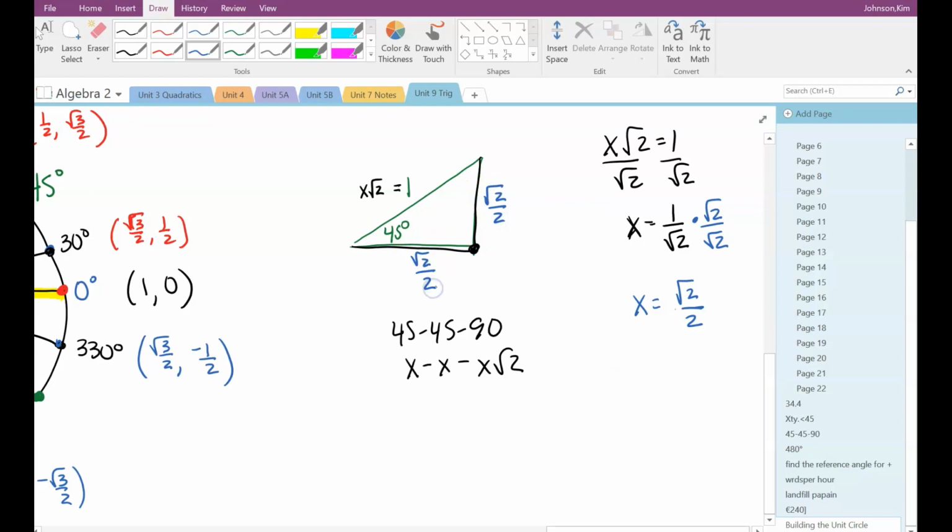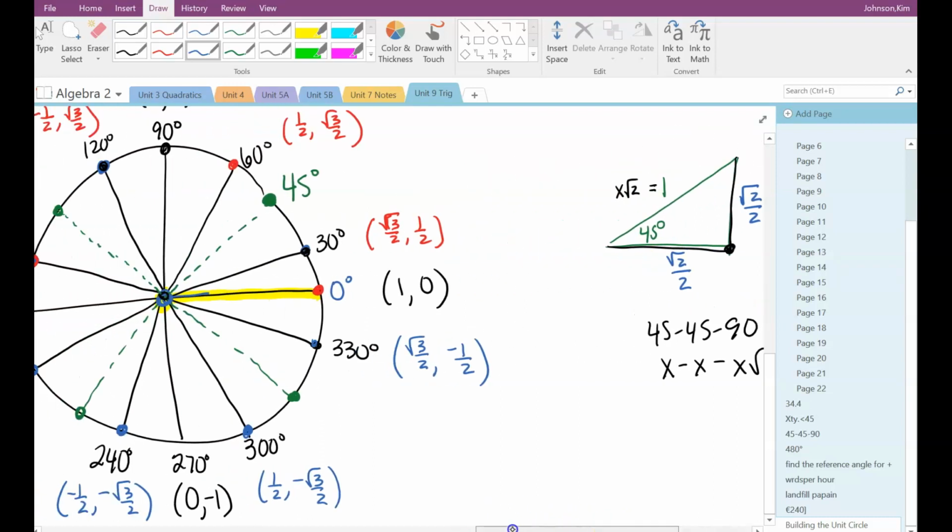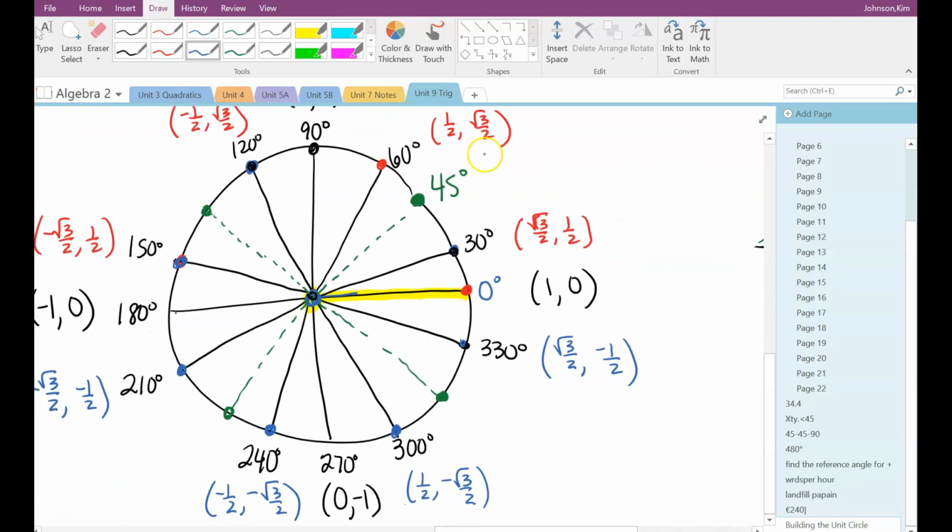So all my 45, 45, 90 triangles, all those dotted ones, are going to be some version of root 2 over 2. So the first one, I go into the first quadrant, so it's positive, positive. Okay, over here, this was 135. And this is going to be perfectly symmetrical. I'm just going left root 2 over 2 and then up root 2 over 2.